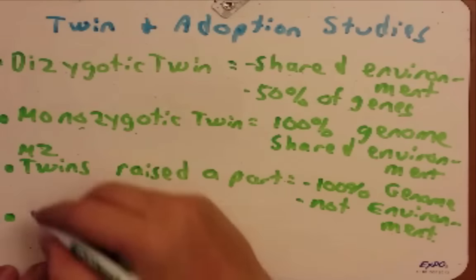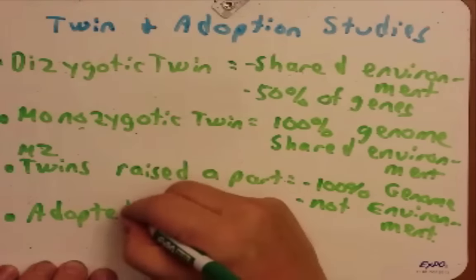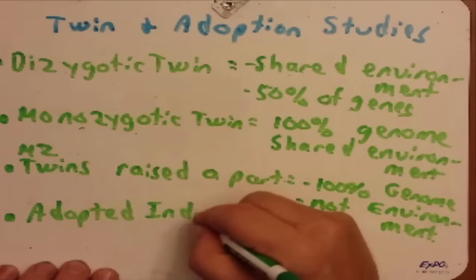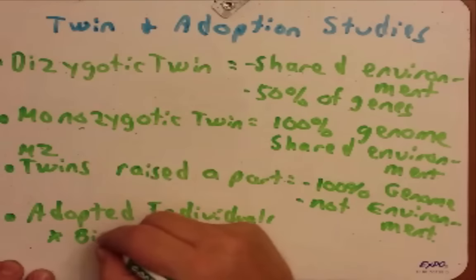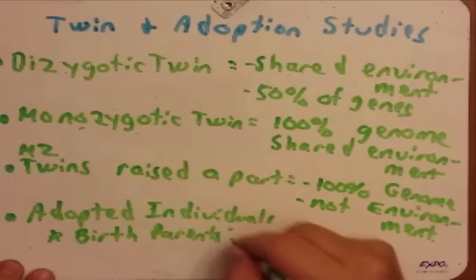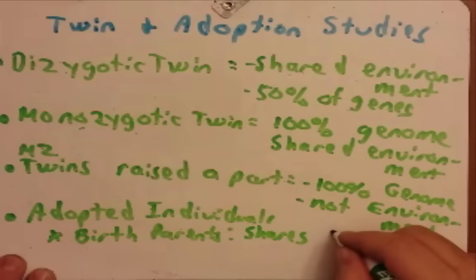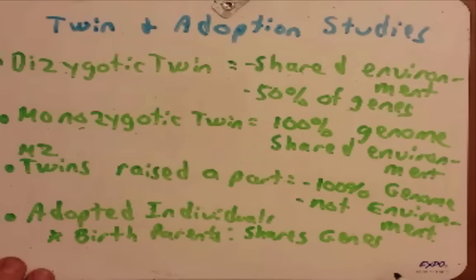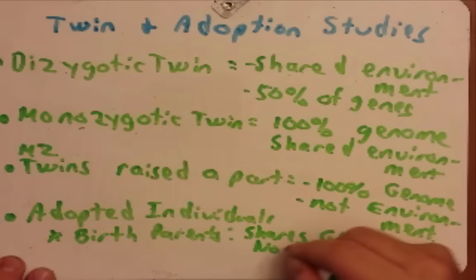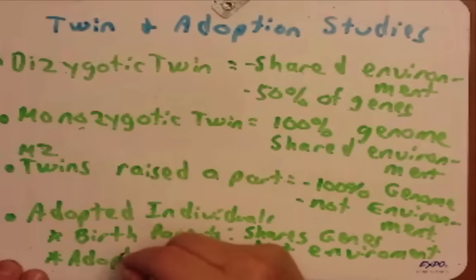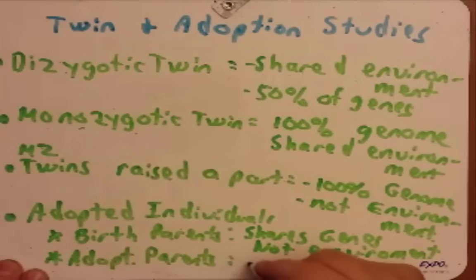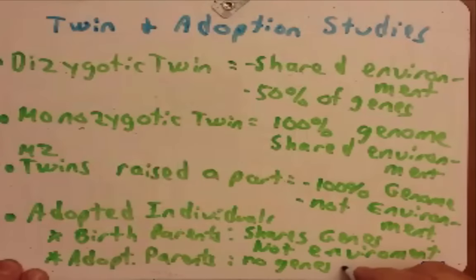Our last category here are adopted individuals. So we need to break this up into two categories. With the birth parents, the adopted individual shares genes, roughly 50%, but not the environment. And in relation to the adopted parents, they share no genes with the adopted parents, but they share environment. I'm out of room here, so make sure you write that down. To the adopted parents, they don't share any genes, but they share an environment.